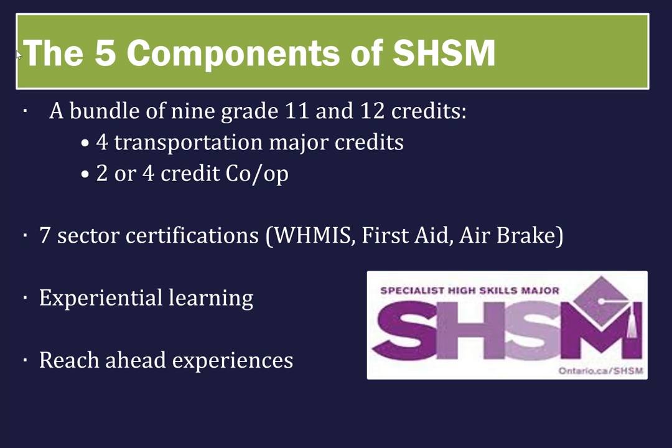If you're taking a university pathway, you would have to take a summer school co-op, which is a 2-credit. So again, you can take a 2 or a 4-credit co-op, but we only offer the 4-credit. So our kids who plan on going to college or the workplace or an apprenticeship are fine with 4-credit. But if you're taking the transportation program and looking at engineering, then you'll want to take a 2-credit summer school co-op. You also get 7 sector certifications like your WHMIS, your first aid, your brakes, working at heights. Those are all things that we pay for. You'll have experiential learning and reach ahead experiences where you go out to different workplaces and colleges to explore.